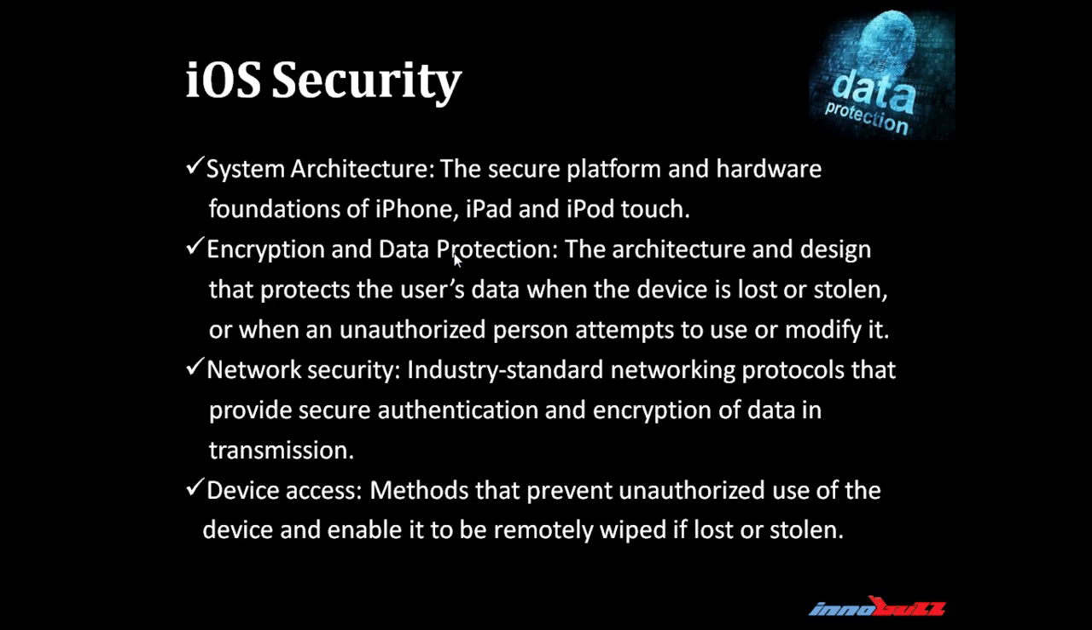For the encryption and data protection section, the architecture and design protects the user's data when the device is lost or stolen, or when an unauthorized person attempts to use it or modify it. In network security, iOS has industry standard networking protocols that provide secure authentication and encryption of data in transmission. Device access means methods that prevent unauthorized use of the device and enable it to be remotely wiped if lost or stolen.